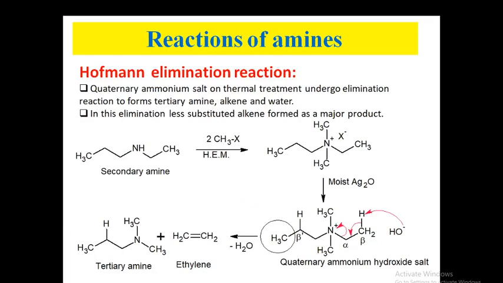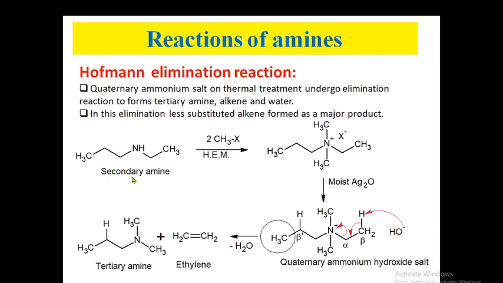Now let's see the reactions of amines. In reactions we are going to see only one reaction here, that's the Hofmann elimination reaction. Now what is the Hofmann elimination reaction? A quaternary ammonium salt on thermal treatment undergoes elimination to form a tertiary amine, alkene and water. In this Hofmann elimination reaction, usually the less substituted alkene is formed as the major product. It depends on different factors that we will see afterwards. But let's see this Hofmann elimination reaction.